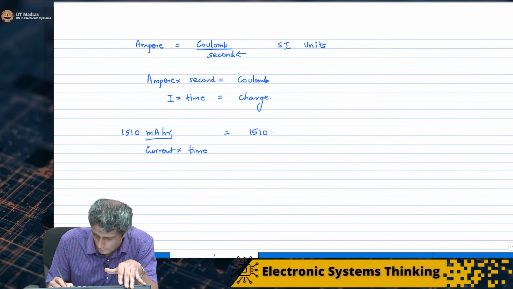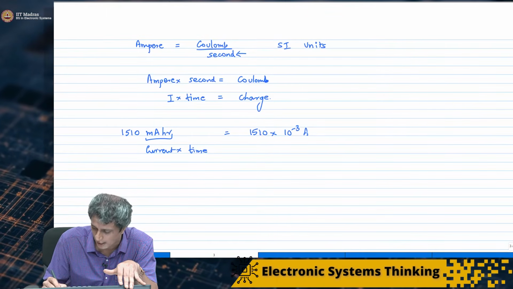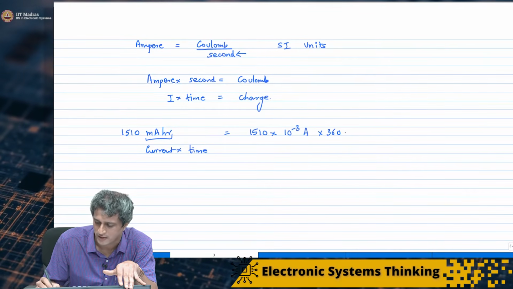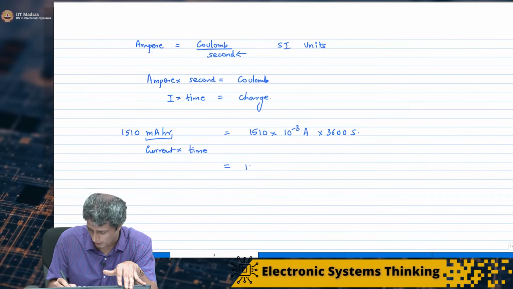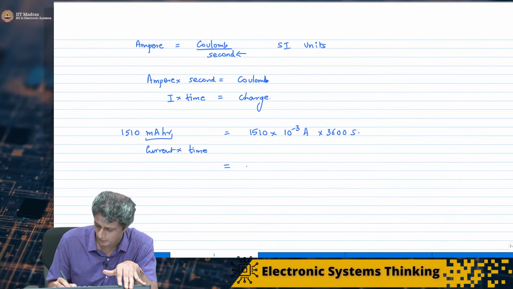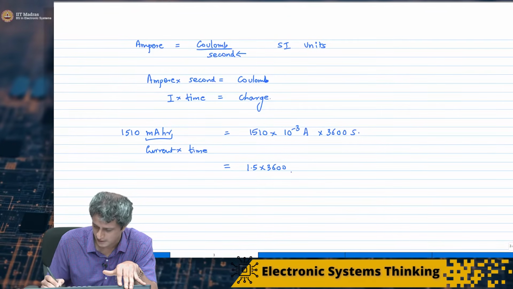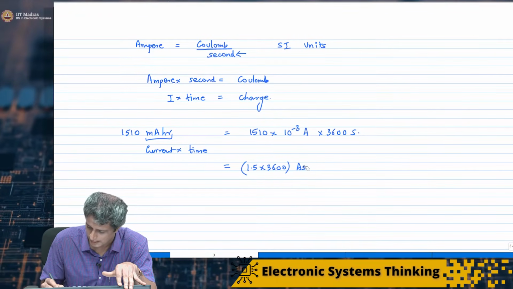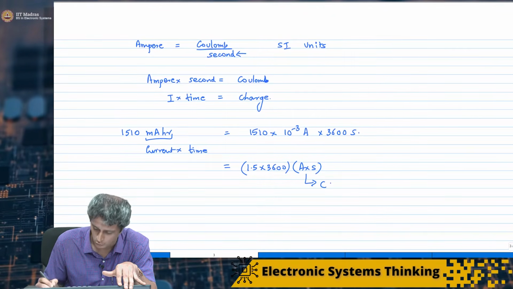We are looking at 1.5 into 10 power minus 3, because the milliamp is going to be, I'll leave the amperes as it is, okay, and an hour has 3600 seconds, right, and therefore I can just absorb this 10 power minus 3, 1.5 into 3600 ampere into second, okay, let me write it as ampere into second here, and this is nothing but coulombs.